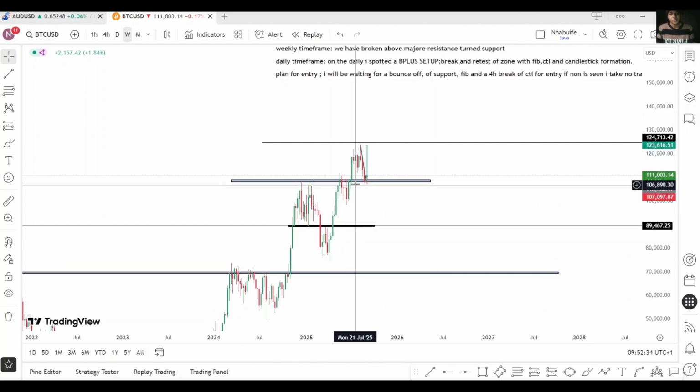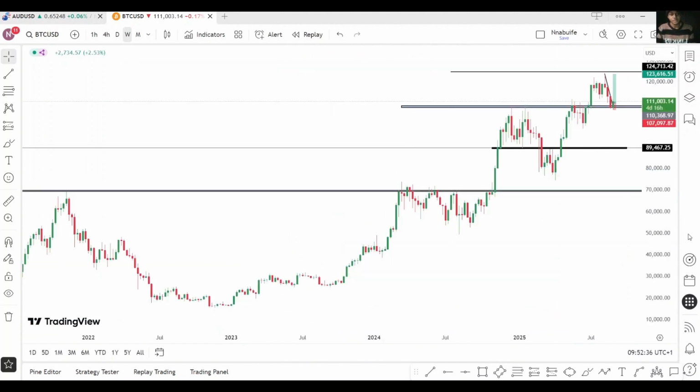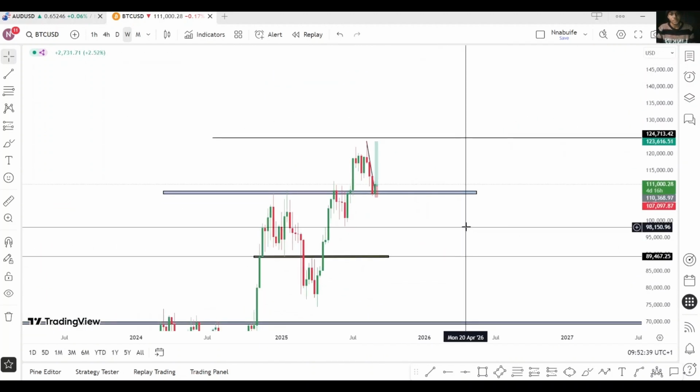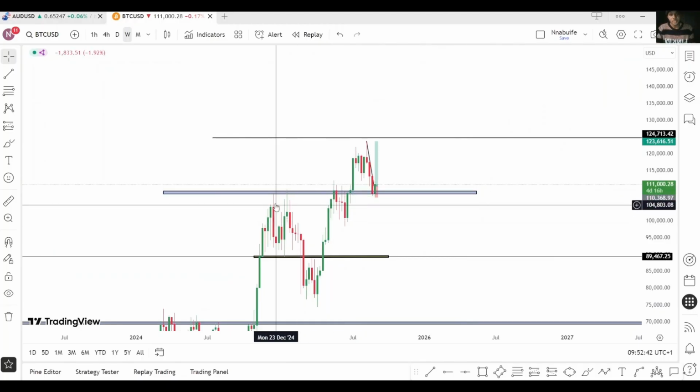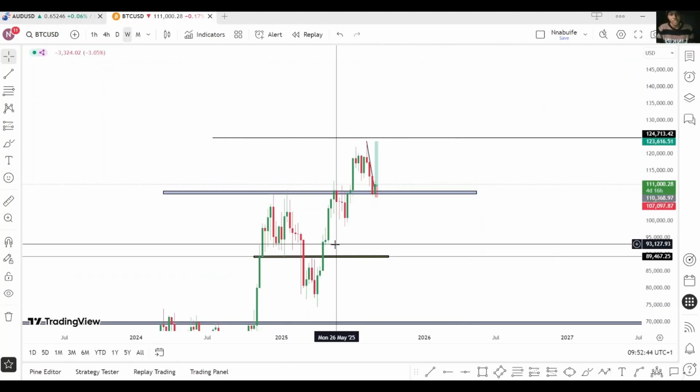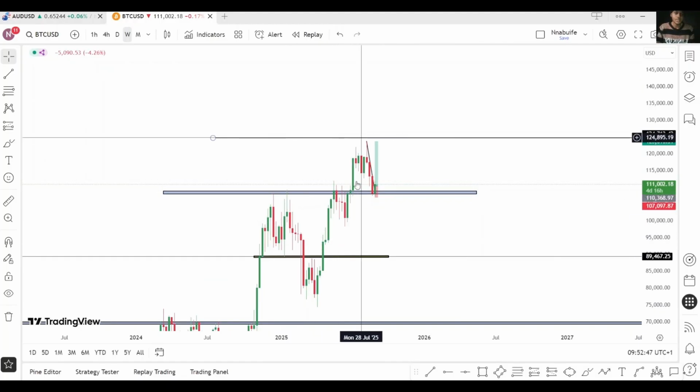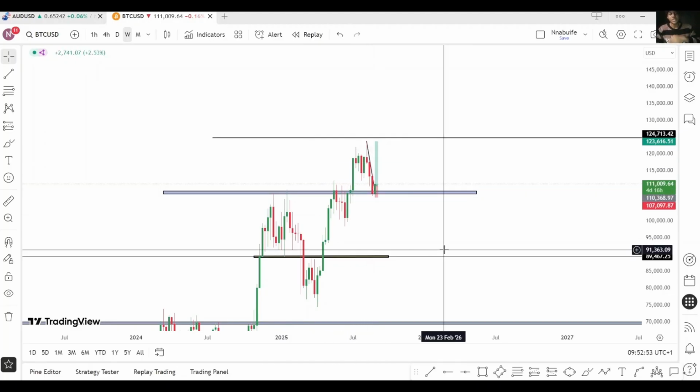We have broken above this resistance right here. You can see price tested it 1, 2, 3. Then we broke it. Immediately after we broke it, we came back and retested it. So resistance is now acting as support. So we are bullish on the weekly time frame. We've broken resistance turned support, which is supporting price to the upside.